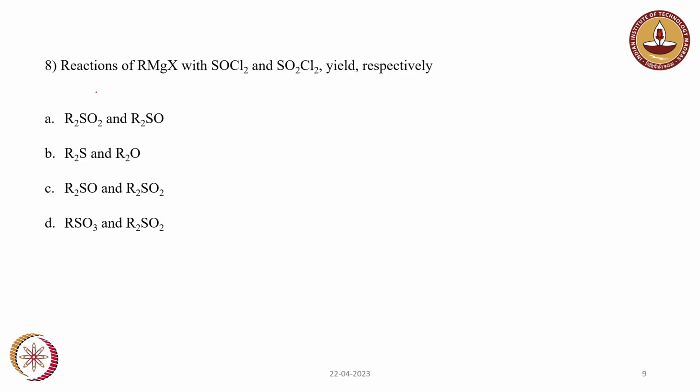Next question is reaction of RMgX Grignard reagent with SOCl2 and SO2Cl2 yield. Option A, R2SO2 and R2SO. Option B is R2S and R2O. Option C is R2SO and R2SO2. And option D is RSO3 and R2SO2. So the reaction of Grignard reagent with SOCl2 and SO2Cl2 is metathesis reaction.